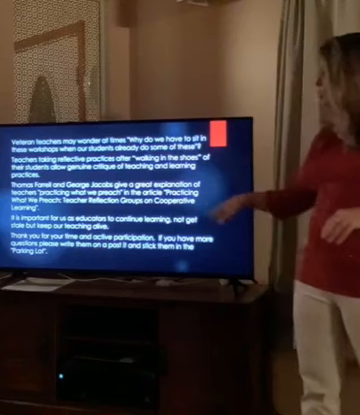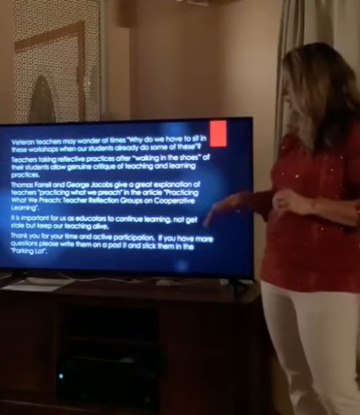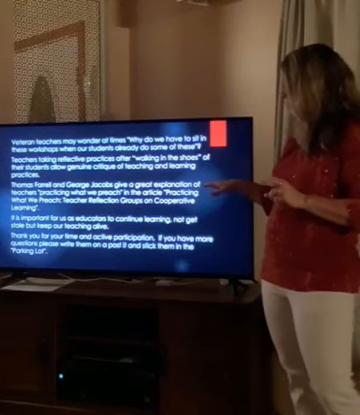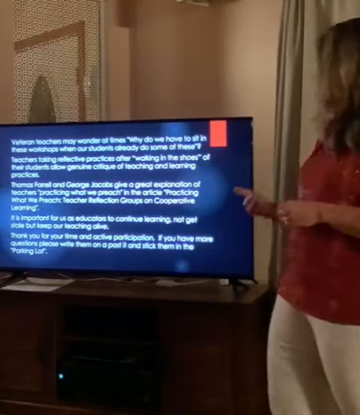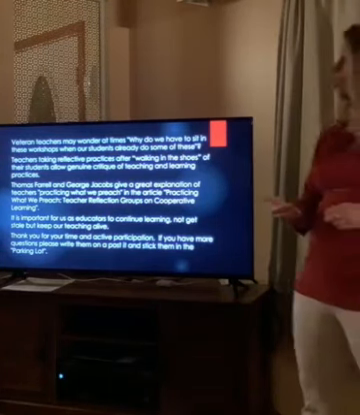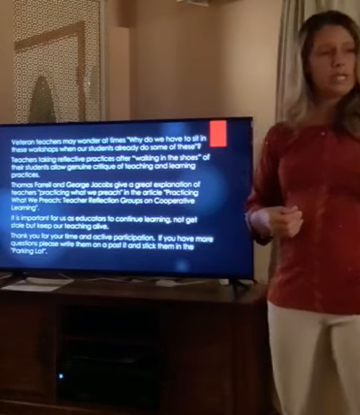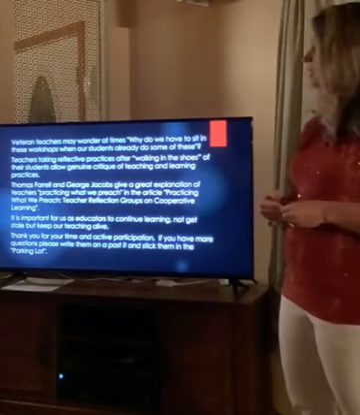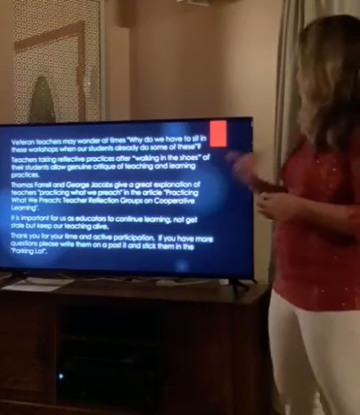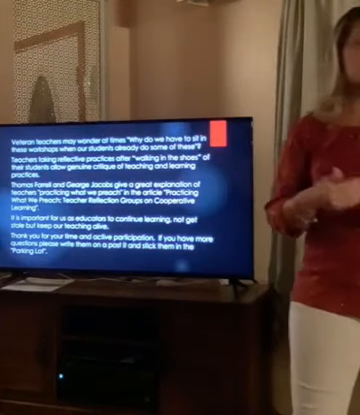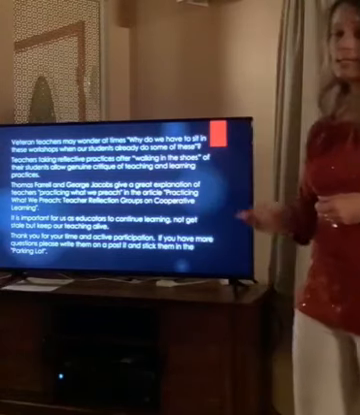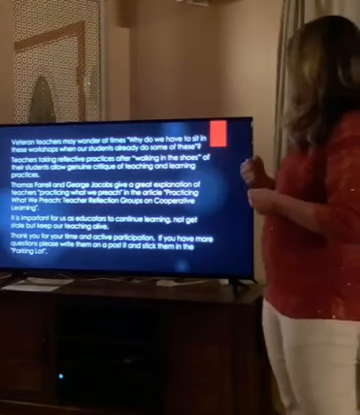Thomas Farrell and George Jacobs give a great explanation. Teachers practicing what we preach. In the article, Practicing What We Preach, Teacher Reflection Groups on Cooperative Learning. I encourage you to read that article and see the importance of practicing what we preach. It is important for us as educators to continue learning, not be stale in our teaching, okay?